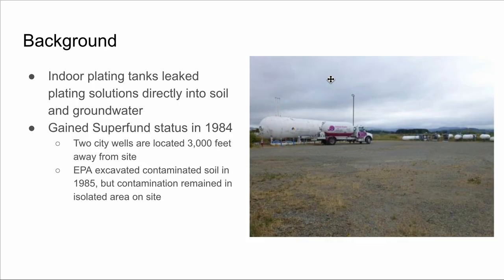So what the EPA initially did is they excavated the contaminated soil in 1985. As you can kind of see here, how the whole ground is kind of leveled, that all used to be soil that the EPA removed. But even despite isolating the area and removing a bulk of the soil, there's still contamination remained in the site, so they need to find a way to remove that.